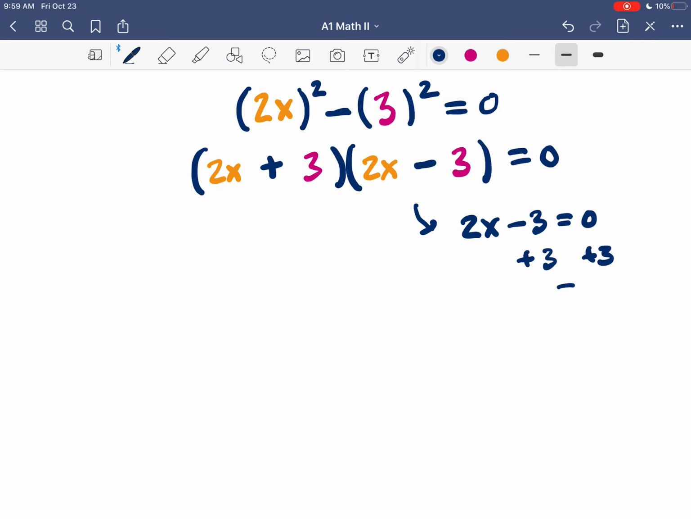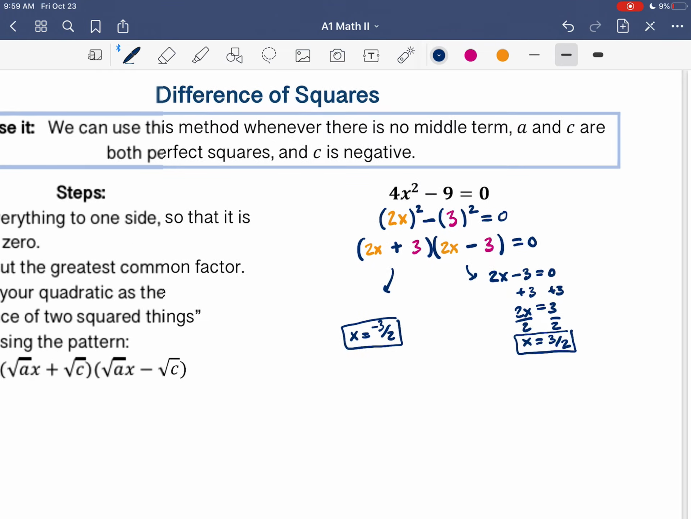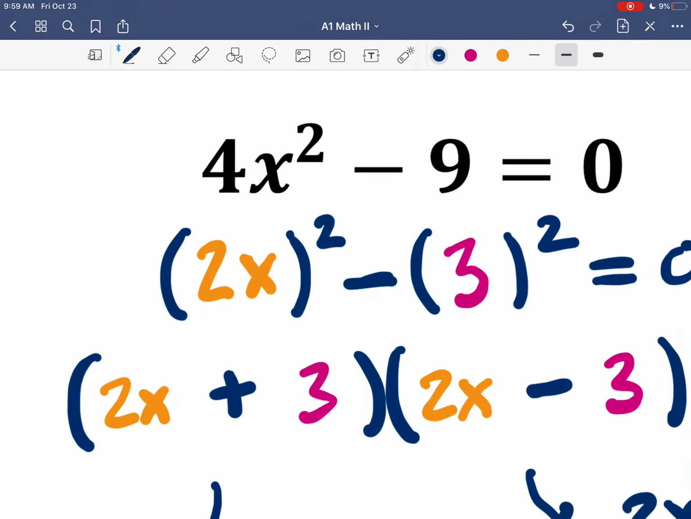I'll just show you one of these. You end up having to divide by 2 and you get fractions, depending on what your squares are. I will just tell you this ends up making x equal to -3 halves. Anyway, that's difference of squares. I don't think that you will use it that often. I don't know if there's a math-based question like this, but just be on the lookout.